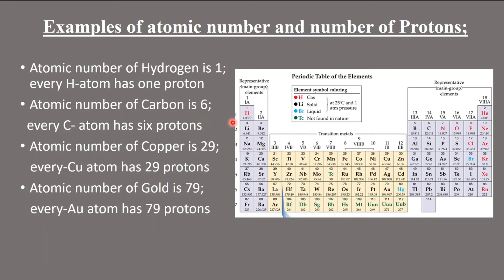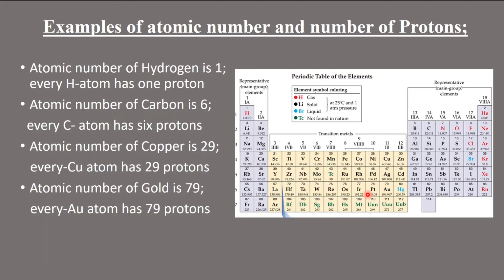Let's do some practice. The atomic number of hydrogen is 1, which means every hydrogen atom has 1 proton. The atomic number of carbon is 6, which means every carbon atom has 6 protons. The atomic number of copper is 29, which means every copper atom has 29 protons. Similarly, the atomic number of gold is 79. It means that every gold atom has 79 protons, and you can do this for all the examples that you have in the periodic table.